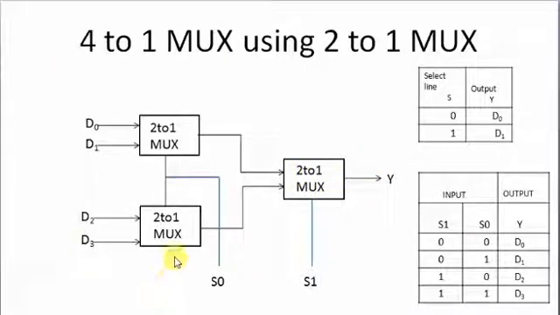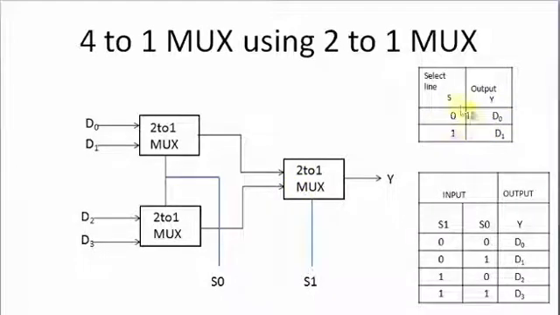So this will act as a 4x1 MUX, and in this blue line I have shown the select lines. So S0 is the select line for these two 2x1 MUX that I connected, and S1 is the select line for this 2x1 MUX. So S0 and S1 will be the select lines for the total 4x1 MUX. So you can see here we need three 2x1 MUX to implement one 4x1 MUX.